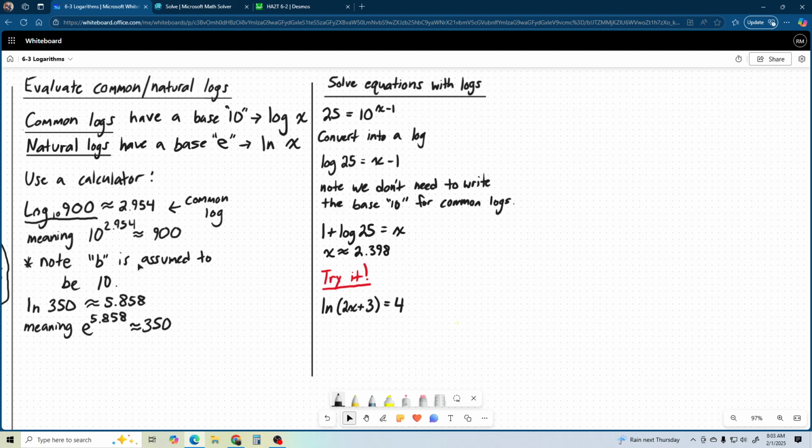So remember that b is assumed to be 10. Our little base is a little 10 here. It's never going to be put into the calculator because you can't put that in, but anytime it doesn't show the base, it is a base of 10.